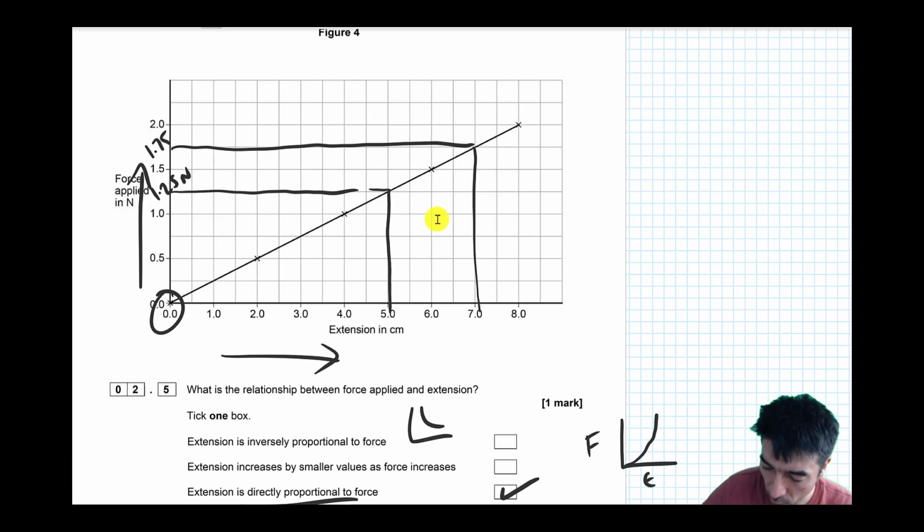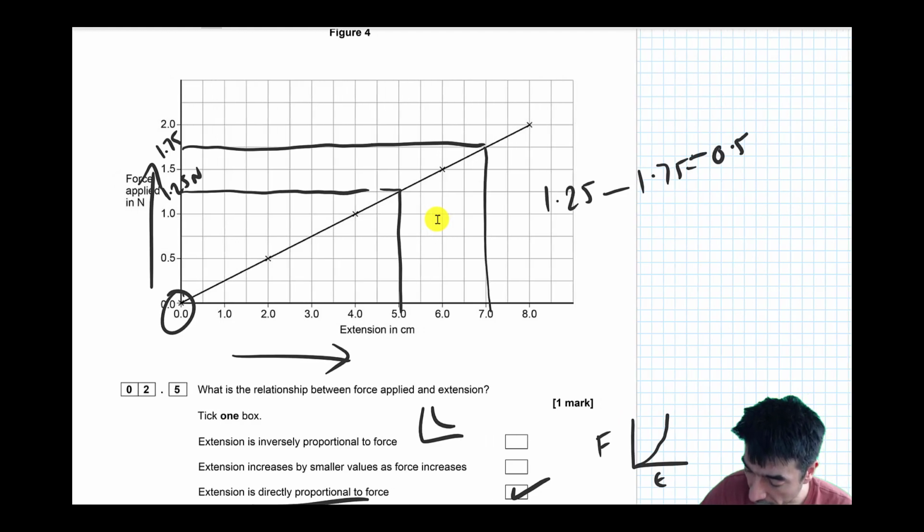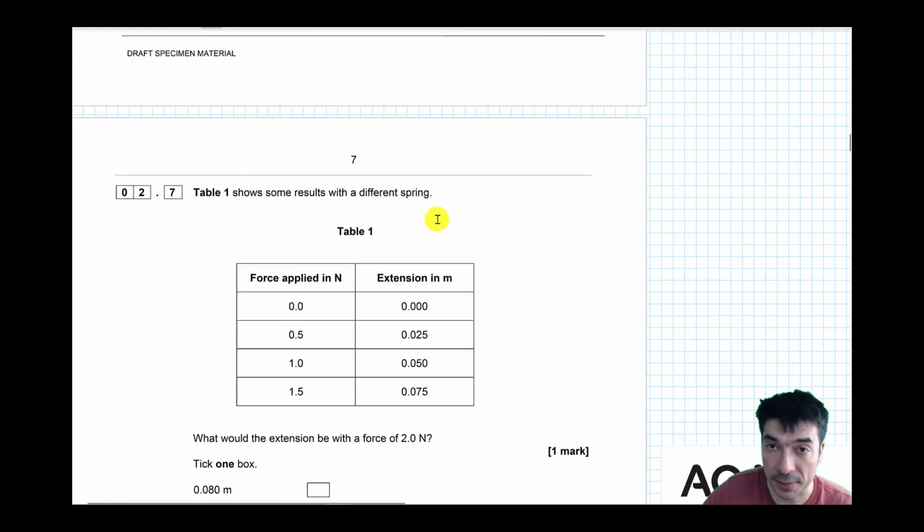So in order to go from 1.25 to 1.75, I can just subtract 1.25 from 1.75, which leaves me 0.5 newtons extra force needed, right? So 0.5 newtons, and they've given me the unit, so I don't need to write it here, but I just do because it's my habit.